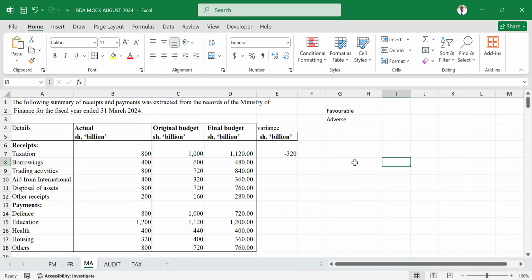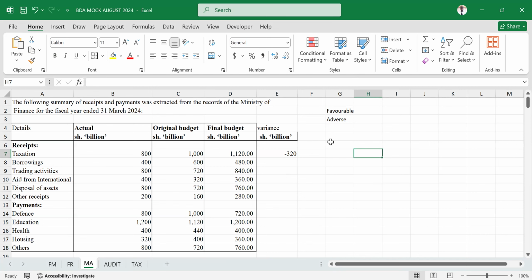So the inverse, the opposite, is also true, and that's where we say the budget is adverse. So we have a positive and a negative. Our first variance is a negative. When our variance is a negative, is it favorable or adverse? That's an adverse.